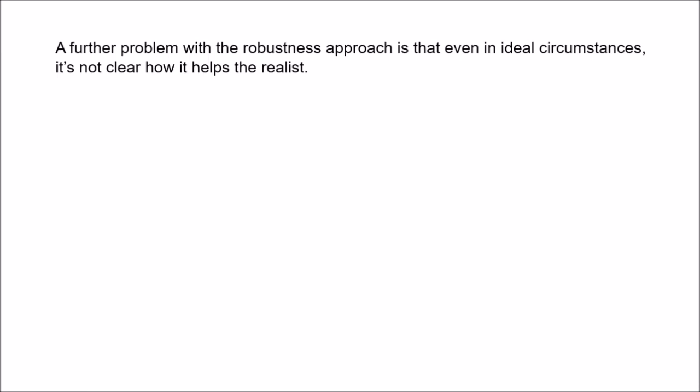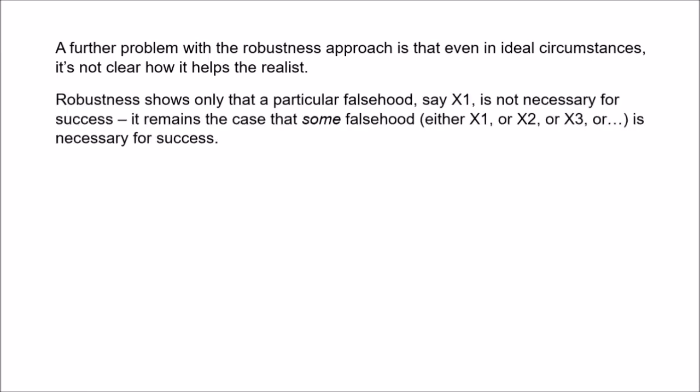Recall that the idea is that we have a set of different models, each making various different false assumptions, but each sharing certain core non-idealized assumptions. In this situation, we have shown only that a particular falsehood, say x1, is not necessary for success. But it remains the case that some falsehood, one of the set x1, x2, x3, is necessary for success. So we haven't really eliminated idealization. We've eliminated particular idealization, but we haven't eliminated idealization in general, and so it looks like the inference from success to truth is still threatened.